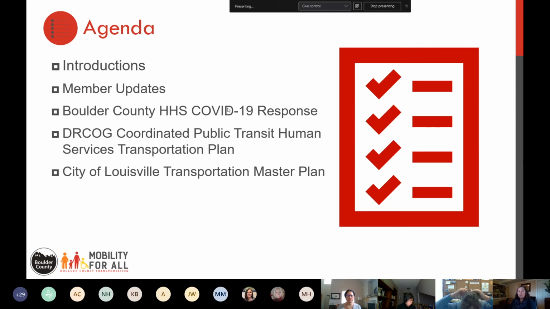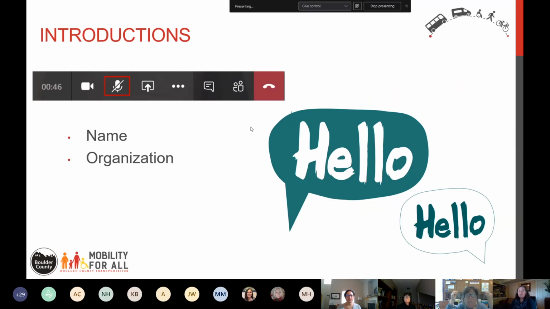And if you have any comments that you are not able to make with audio, you can go ahead and put those in that chat function. But we're going to go ahead and go through with introductions now. You can go ahead and unmute yourself and say your name and organization. And to cut down on some of that popcorning, people talking over each other, I will go through the list and just call you to unmute yourself.